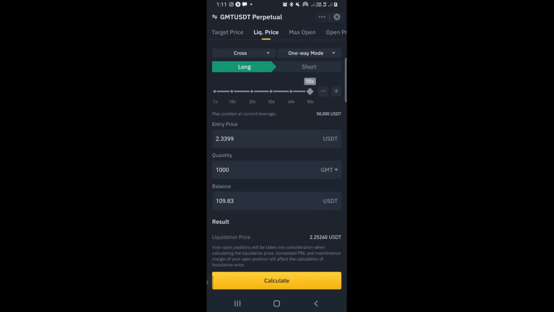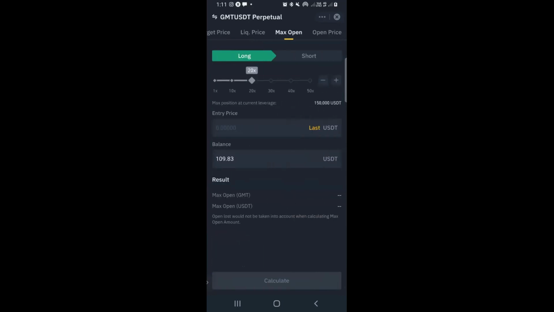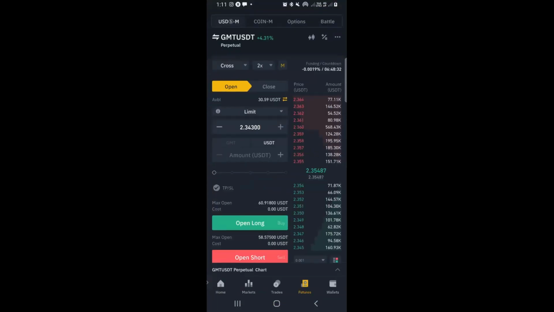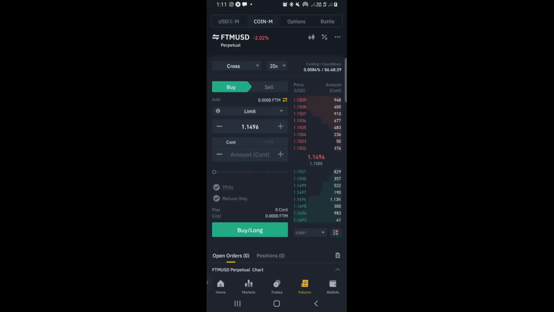You use this to find the maximum amount you can open for a balance. It's easy. Just enter your entry, enter 50 or 10, and it's going to tell you the maximum amount of a coin you can open. So I think with this, we come to the end of our futures. Futures is very beautiful. Coin-M and USDT futures are the same.